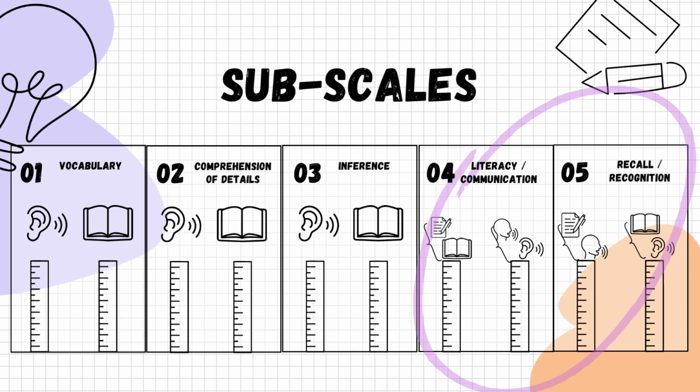So under vocabulary, it could be listening vocabulary and reading vocabulary power. Comprehension of detail, again, listening and reading. Inference, listening and reading. So now we have these 6 scales. But look, we also have literacy tests and communication tests.